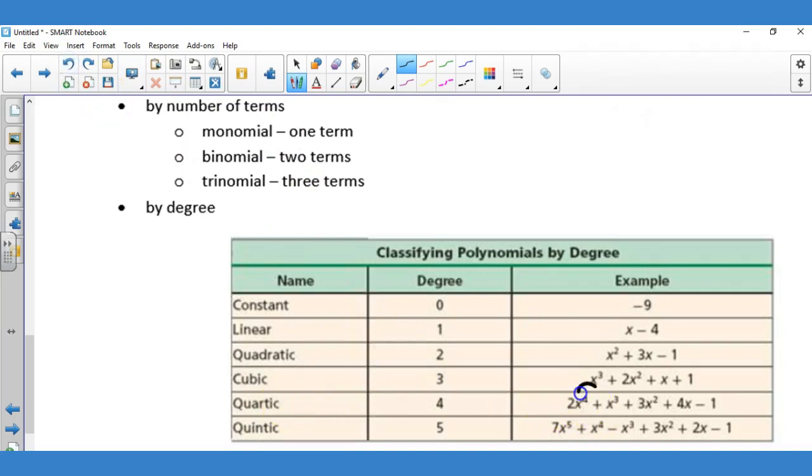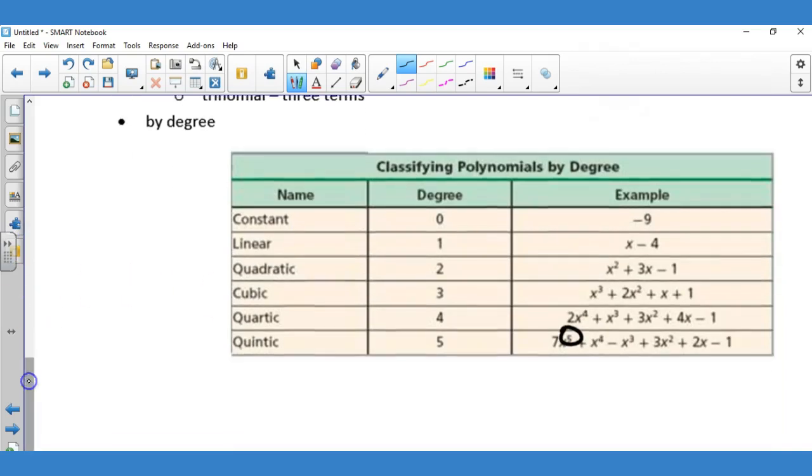Quartic. That's quartic because of the 4. The degree is 4. It's a quartic polynomial. You can also have a quartic binomial. And then a quintic, a fifth. That's a degree 5. That's a quintic polynomial.